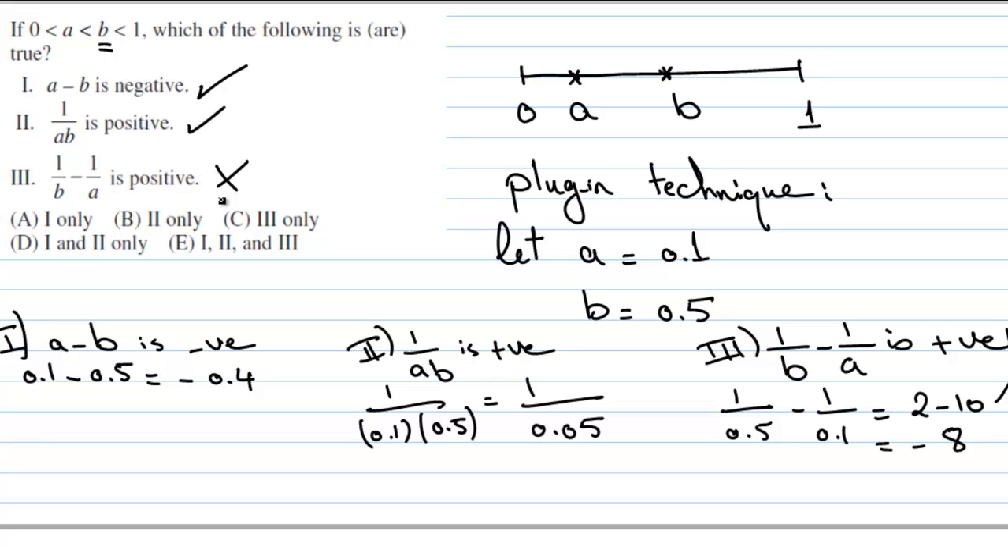So the only true givens here are 1 and 2. So check the answers here. Which one says 1 and 2 only? Choice A says 1. Choice B says the second. C the third. D says 1 and 2. That's the one. So the answer is D. Very simple and useful technique, and we're going to use this technique a lot actually in solving SAT problems.